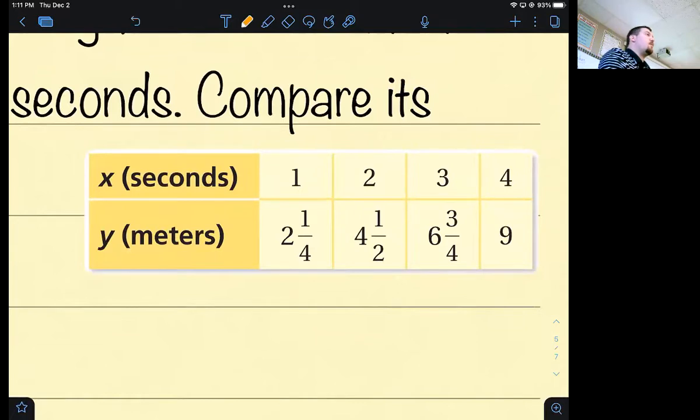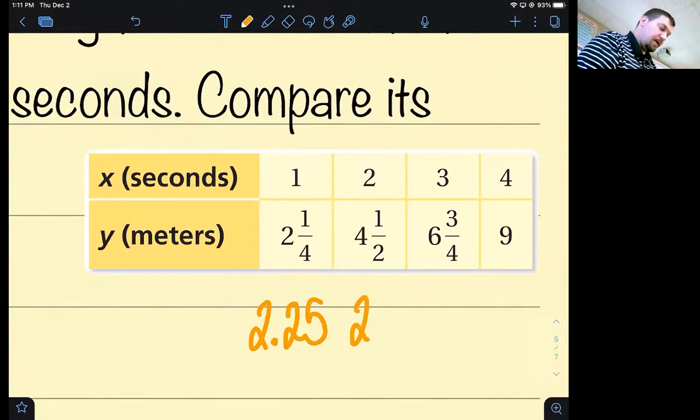What's 2.25 divided by 1? You could just say it. 2.25. What's 4.5 divided by 2? Is it 2.5? It is 2.25. Okay, double checking on that. Okay. 6.75 divided by 3. 2.25. I'm going to get 2.25 the whole time.